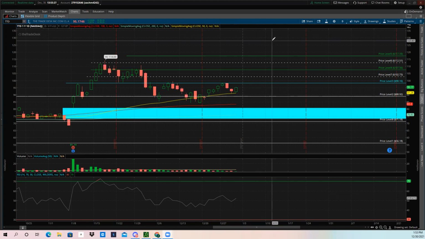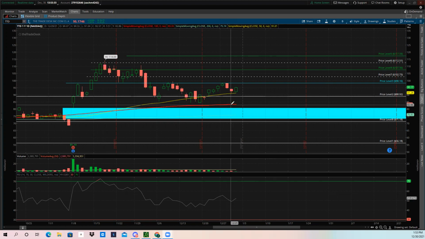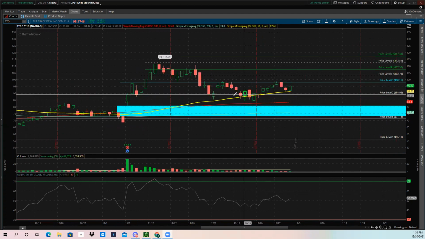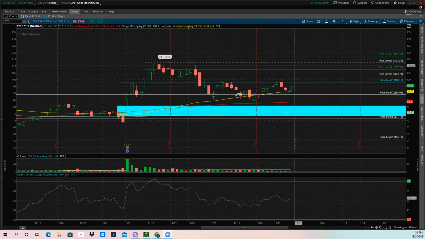Here we have the 50-day moving average, and this is the 100-day moving average right here in the red. Currently, TTD is trading above it on the daily chart, which is nice. We've been using it as support here, and we started to dip below it, but as soon as we did, we found support closer to the 100 simple moving average. Now we're using it as support again, bouncing off of support. That's a good sign to see.